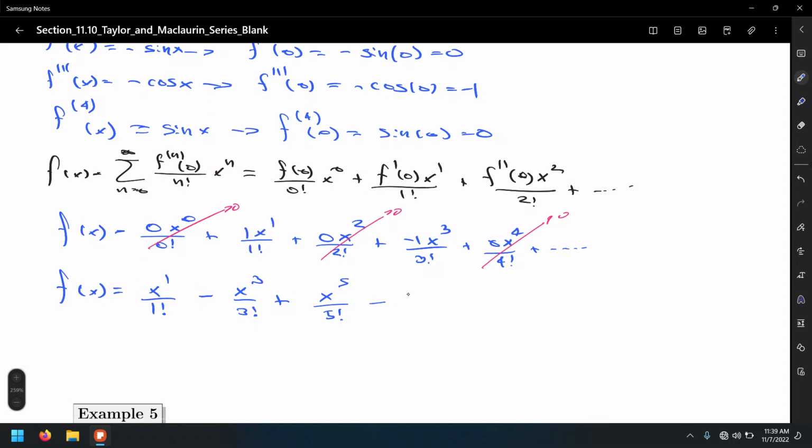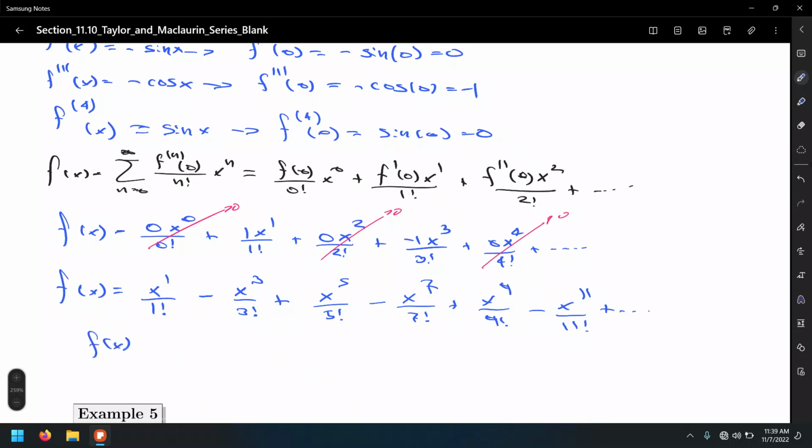The next one would be negative x to the 7 over 7 factorial plus x to the 9 over 9 factorial minus x to the 11 over 11 factorial, and so on and so forth. The signs alternate, and on top of that we have odd powers and odd factorial denominators. Alright, so let's figure out a pattern for this. Oh, that goes on forever.